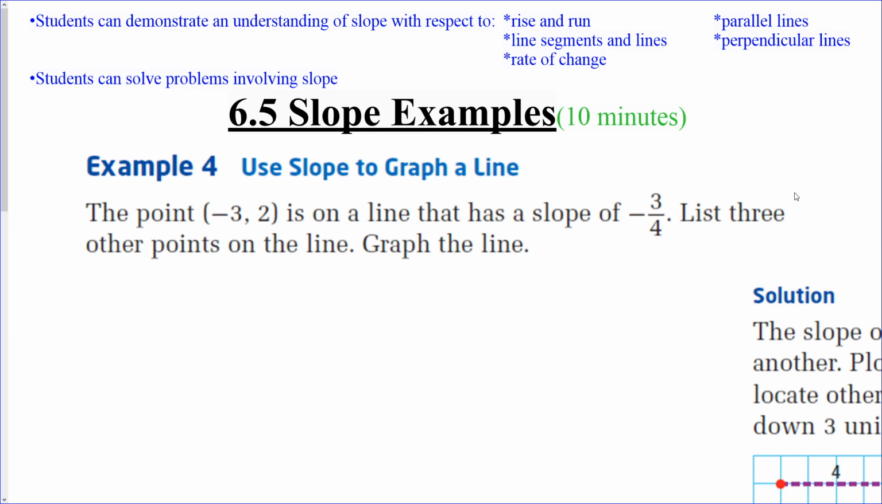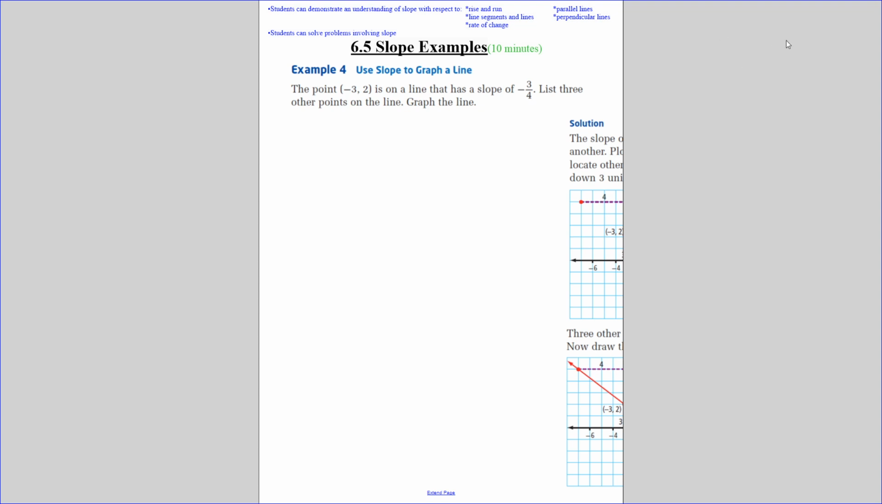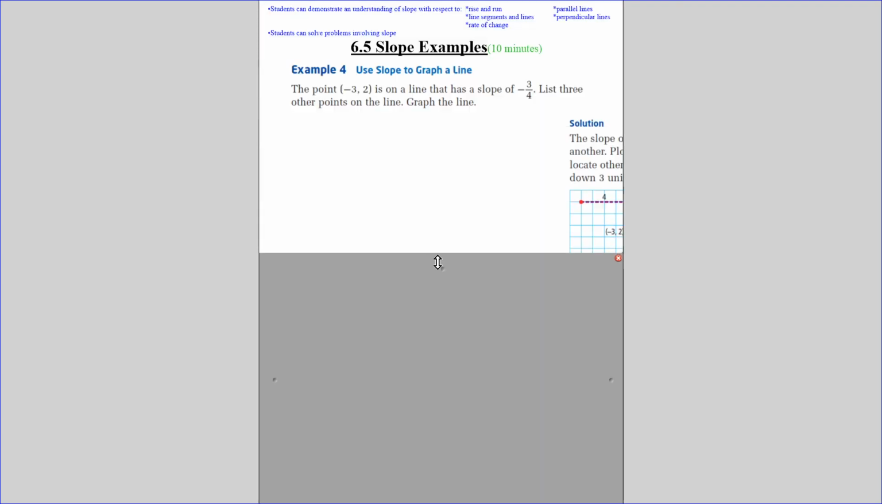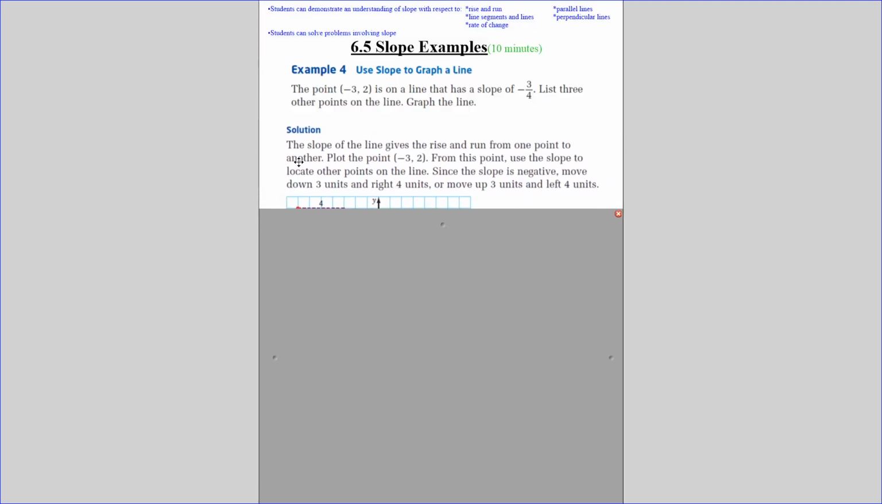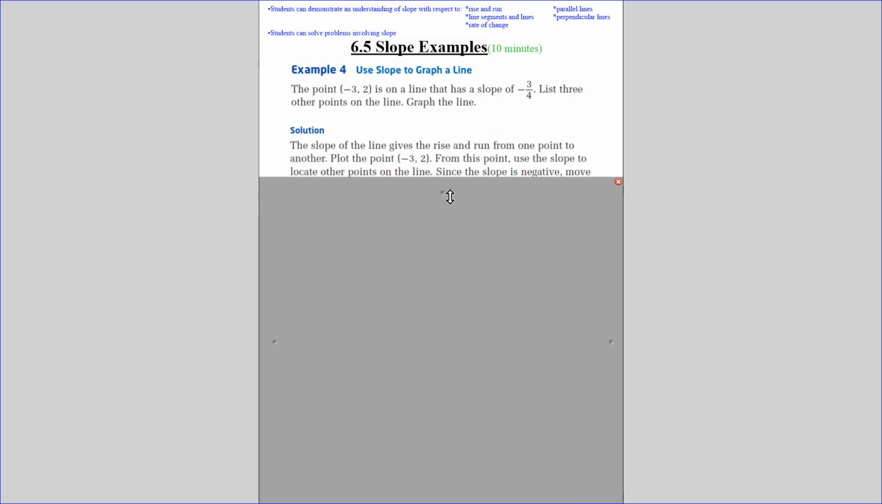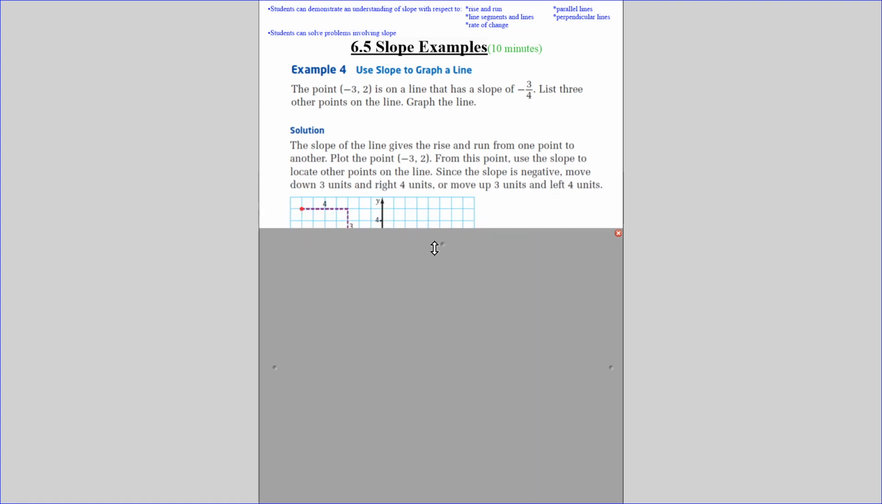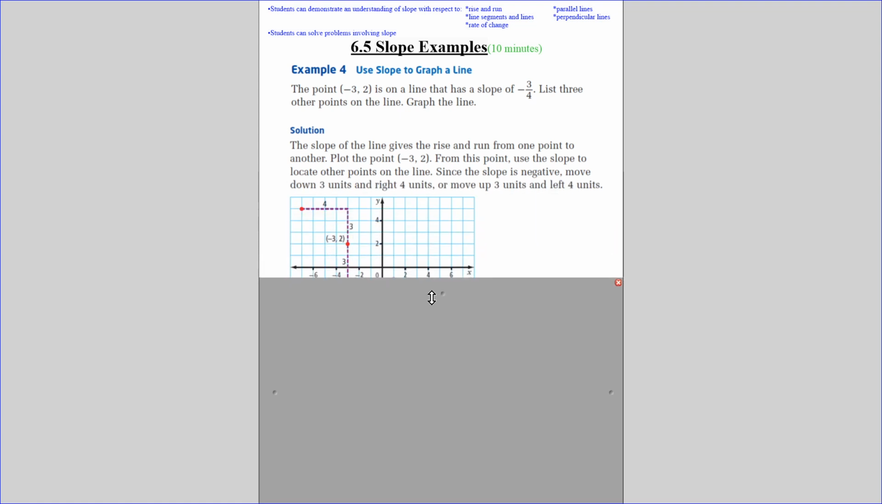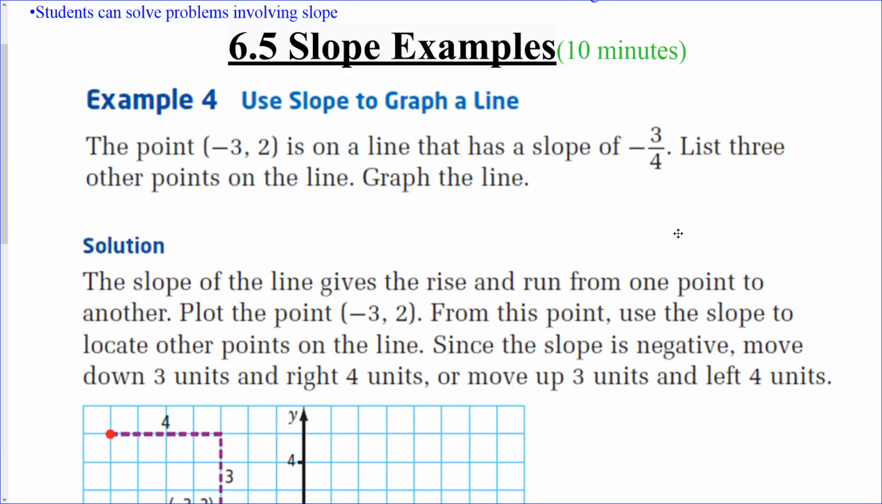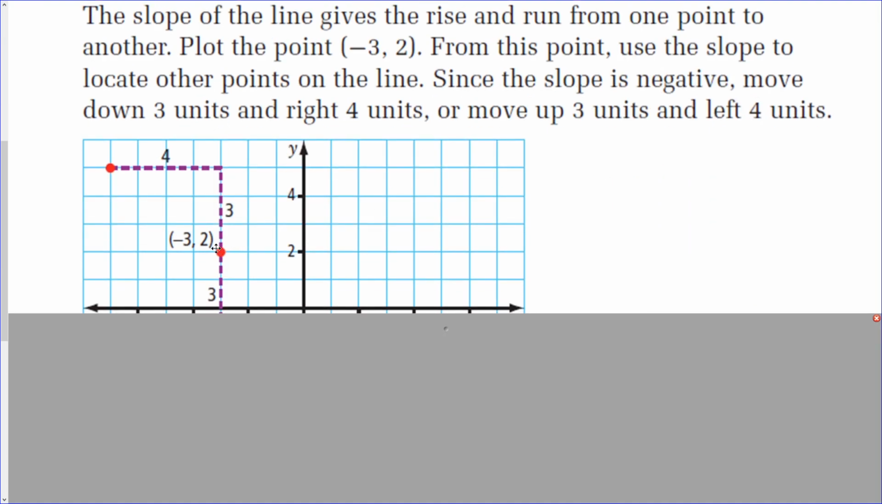And so I am actually going to change up the page a little bit, add a screen shade so that we don't get distracted, and take it step by step. So the slope of the line gives the rise and the run from one point to another. The first thing I want to do is plot -3, 2. So -3, 2 is this point right here on the line. And you know what, maybe it is easier to see this way. There we go. So -3, 2, that's our first point on the line. Put it right there.